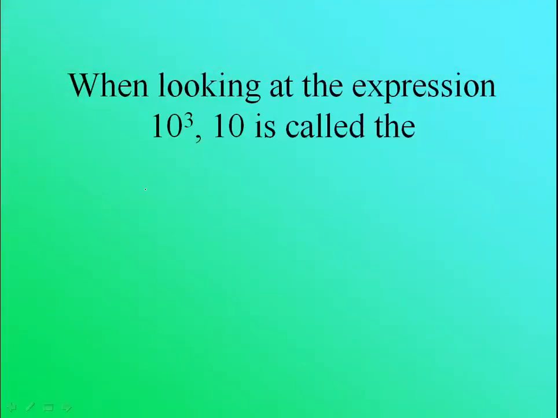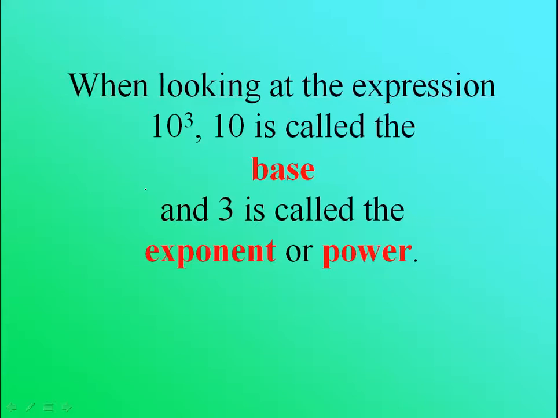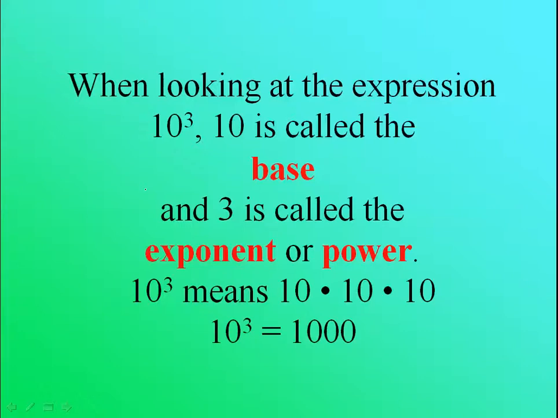We've seen exponents before, but just as a quick review, when we see 10 to the third, the 10 is called the base, the 3 is called the exponent, or the power. We read this as 10 to the third power, or 10 cubed. It means we multiply 10 times 10 times 10. Since 10 times 10 is 100, and 100 times 10 is 1,000, then 10 to the third is 1,000.